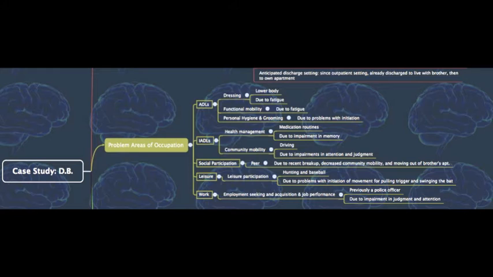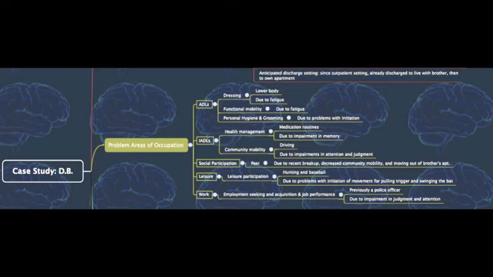His social participation is another problem area, especially with his peers due to his recent breakup. Also, decreased community mobility. It's difficult to get out of his house and move in the community, and also moving out of his brother's apartment. His leisure participation is also affected, so we want to work on hunting and baseball due to his problems with initiation of movement for pulling the trigger and then swinging the bat.